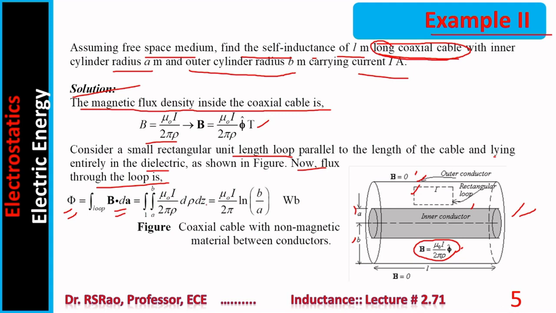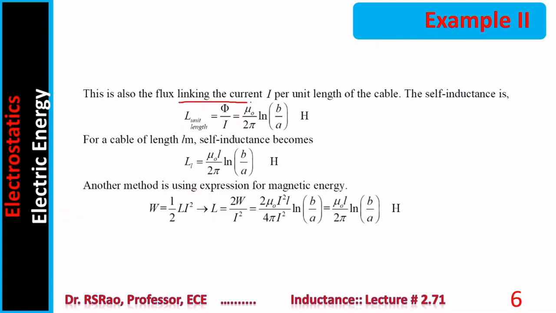So dz is 1 because the length is 1, and rho is from, let us say, a to b. Now phi is mu naught I by 2 pi natural logarithm b by a Webers. This is also the flux linking the current I per unit length of the cable.